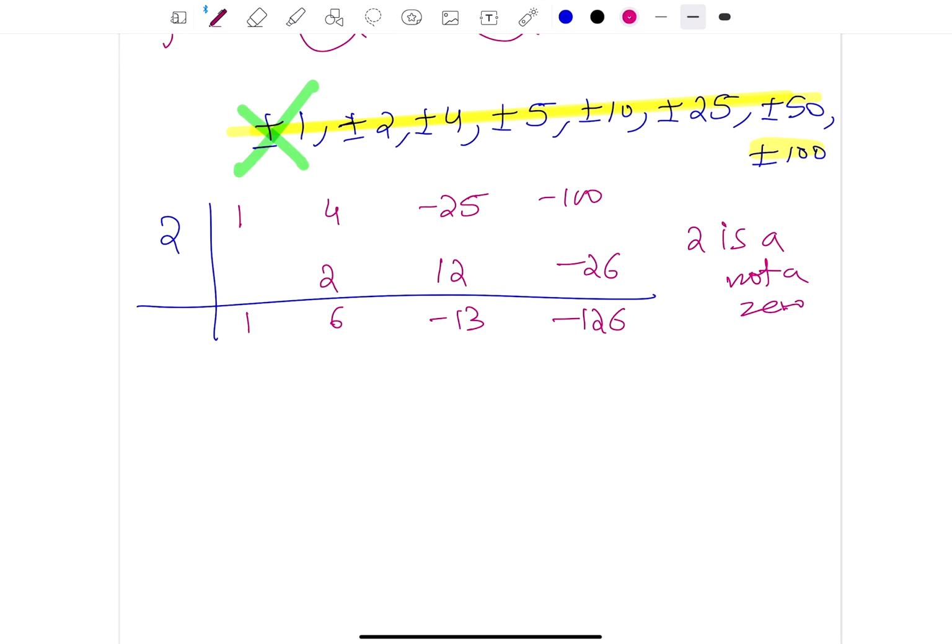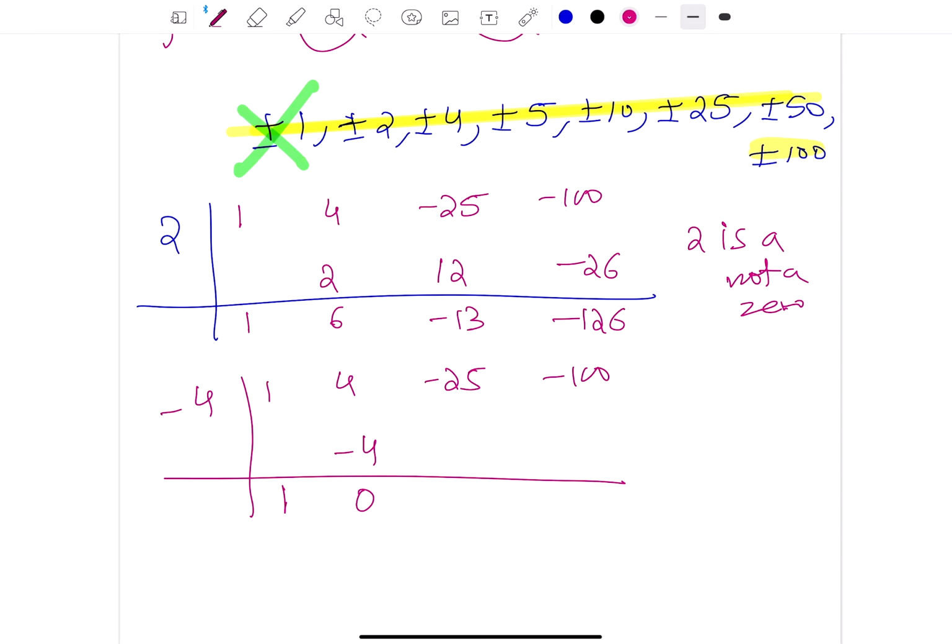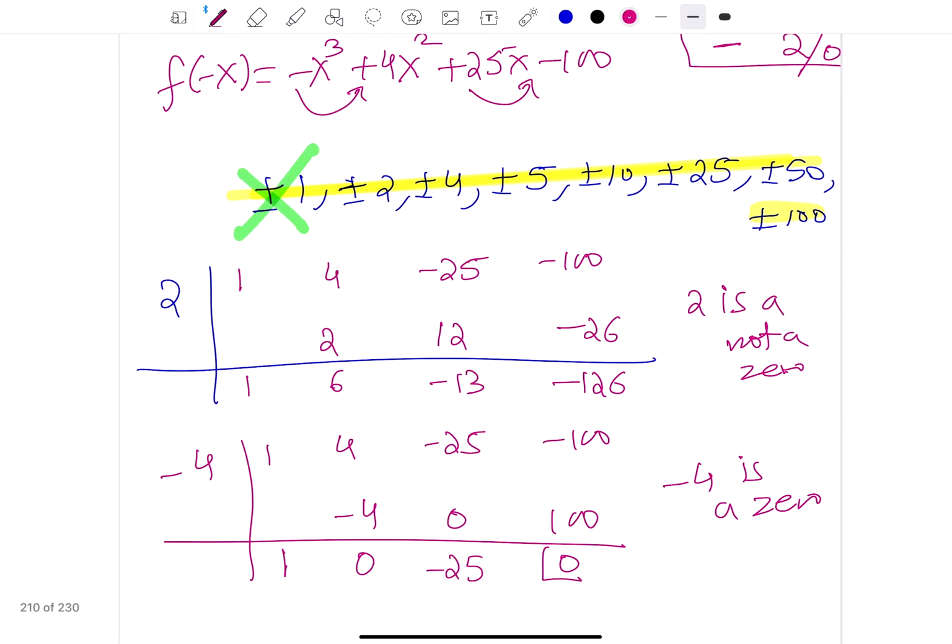So to try negative 4, we will be doing synthetic division with negative 4. 1, 4, negative 25, negative 100. Negative 4, 0, that turns out to be 0. Negative 25 adds up to 100. So we can see negative 4 is a zero. If negative 4 is a zero, then x plus 4 is a factor. The benefit now is I am down to a lower degree polynomial.